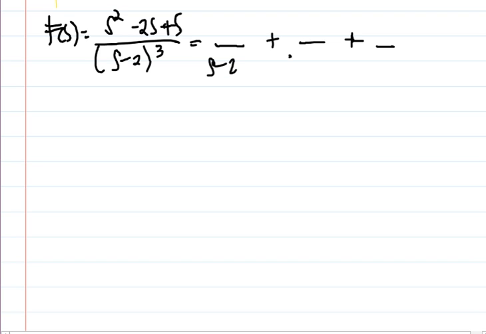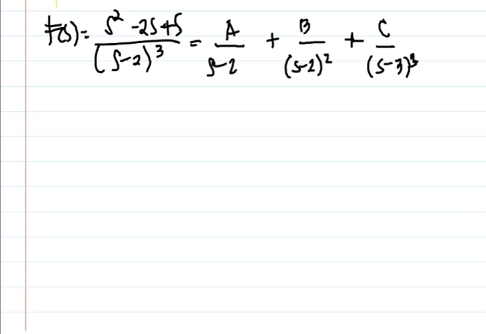Next, the squared form, so we have s minus 2 squared. Next, another one is the cubed form, so we have s minus 2 cubed. Since s is linear, all the numerators above are just constants. So, this will be equal to A, B, C. So, we are going to perform the operation.